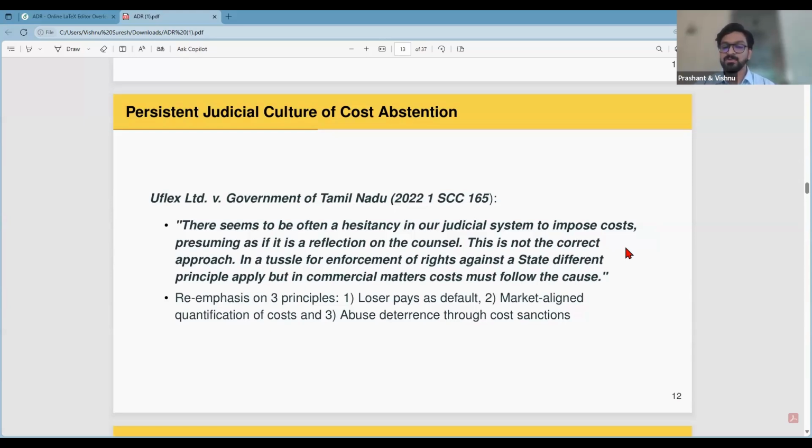In a tussle for enforcement of rights against a state, a different principle applies, but in commercial matters, costs must follow the costs." The judgment goes on to re-emphasize three principles: loser pays as a default, market-aligned quantification of the costs, and to reduce abuse through deterrence, that is, through cost sanctions.